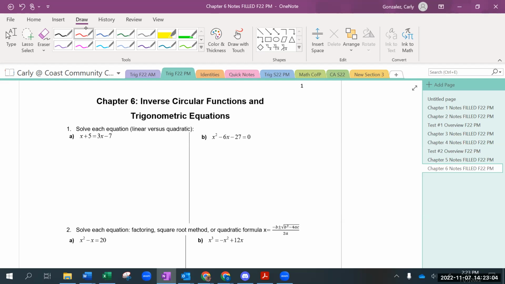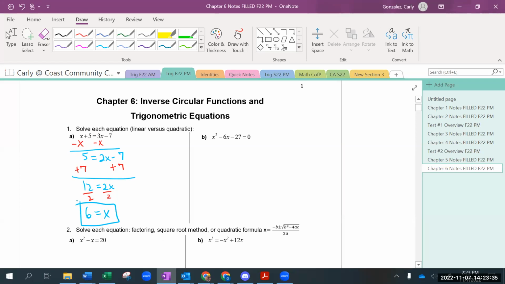through adding and subtracting. So in this case, I will choose to subtract x from both sides to get 5 equals 2x minus 7. And now we're ready to add 7 to both sides. We get 12 equals 2x. Divide both sides by 2 to get 6 equals x, or x equals 6.